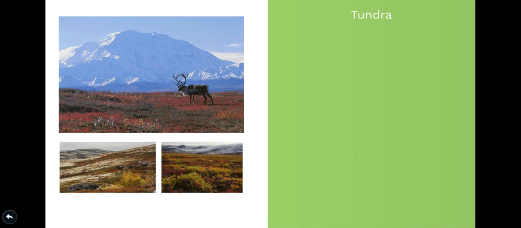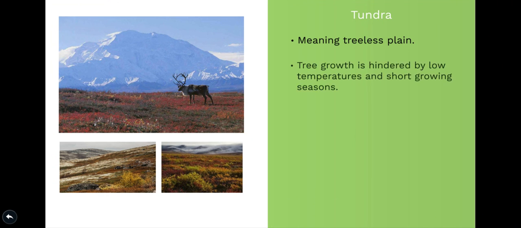And the tundra essentially is a biome that means treeless plain. We don't tend to find trees in the tundra, and it's mainly to do with the climate. Tree growth is hindered by low temperatures and short growing seasons. Because of the position on the Earth's surface, this particular region doesn't tend to get much sunlight. And when it does get sunlight, it's not generally for long enough for trees to get the energy they require to grow. Low temperatures, very little precipitation, a little bit of snow, and poor nutrients in the soils mean that this isn't a good place for trees to grow.